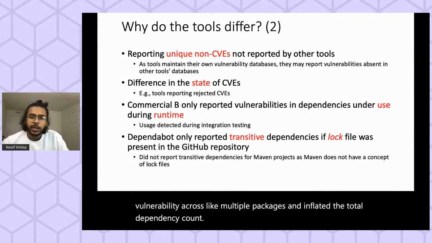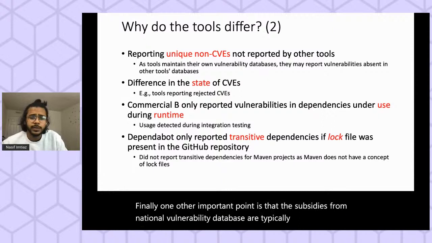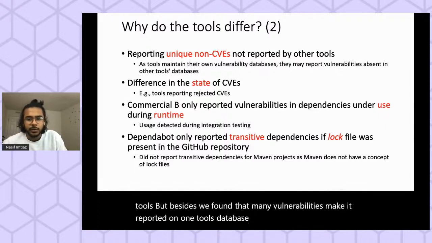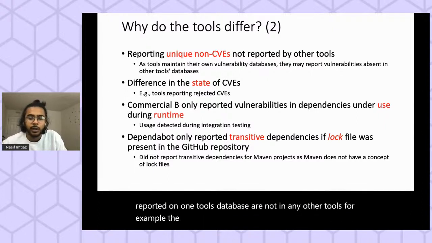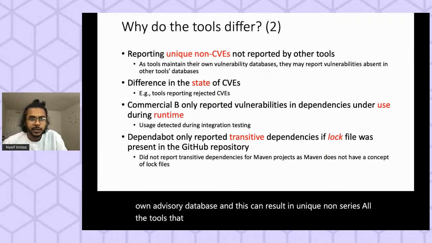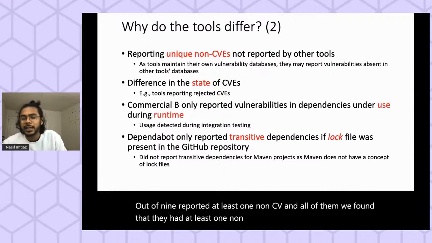Finally, one other important point is that CVEs from the National Vulnerability Database are typically incorporated by all the tools. But besides this, we found that many vulnerabilities may get reported in one tool's database and not in any other tools. For example, Snyk and GitHub all have their own advisory database. And this can result in unique non-CVEs. Of all the tools that reported non-CVEs in our study, 6 tools out of 9 reported at least one non-CVE, and all of them had at least one non-CVE not reported by any other tools.